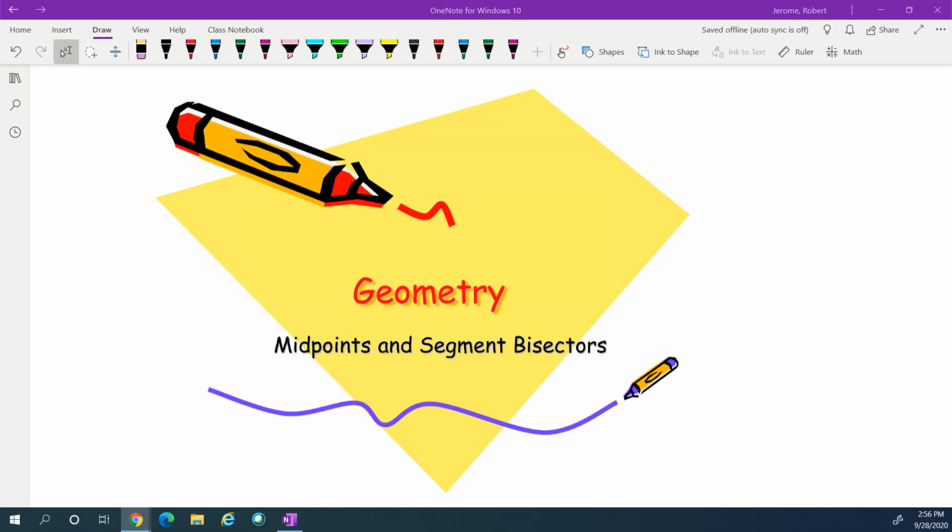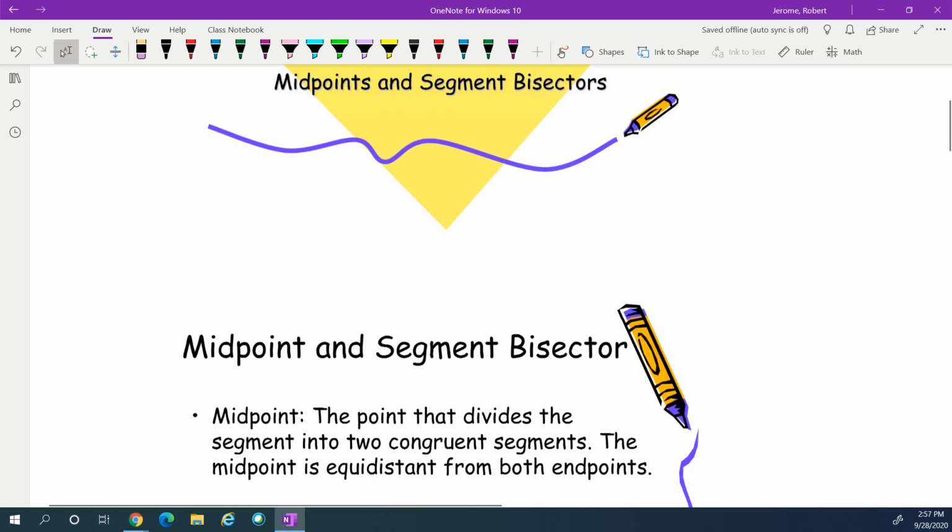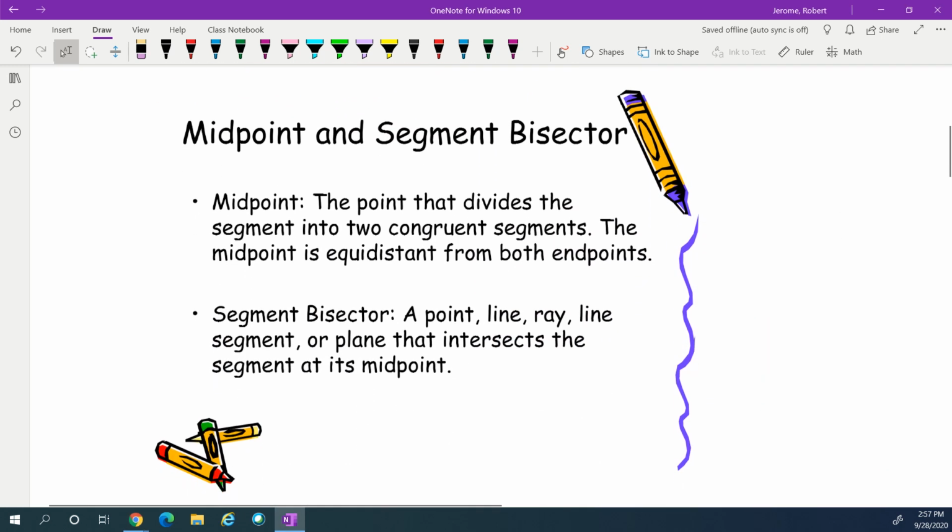Okay, so we're going to take our knowledge about midpoints and segment bisectors off the number line, into the coordinate plane, and just work with segments in space. So we're going to carry the concepts forward. We have the same vocabulary, nothing's changed here. We have midpoint, which is the point that divides the segment into two congruent segments.